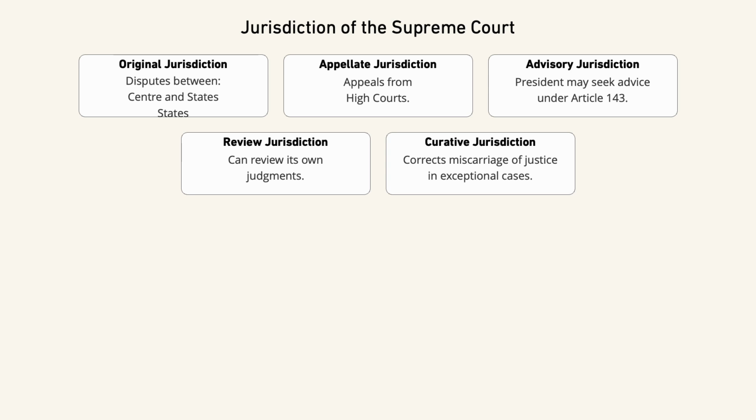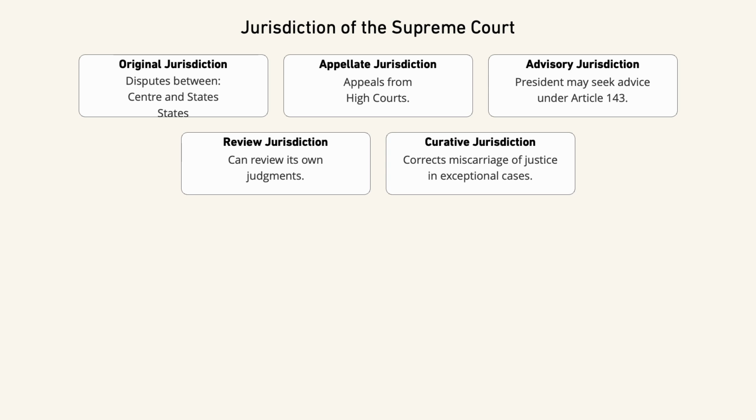A curative jurisdiction would be another feature of the Supreme Court. I say it corrects miscarriage of justice only in exceptional cases. It happens very rarely, but it is also another jurisdiction of the Supreme Court. Okay, it can cure its own mistake, let's say. That's the best way to put it. It can cure its own mistake. It can review its own judgments.